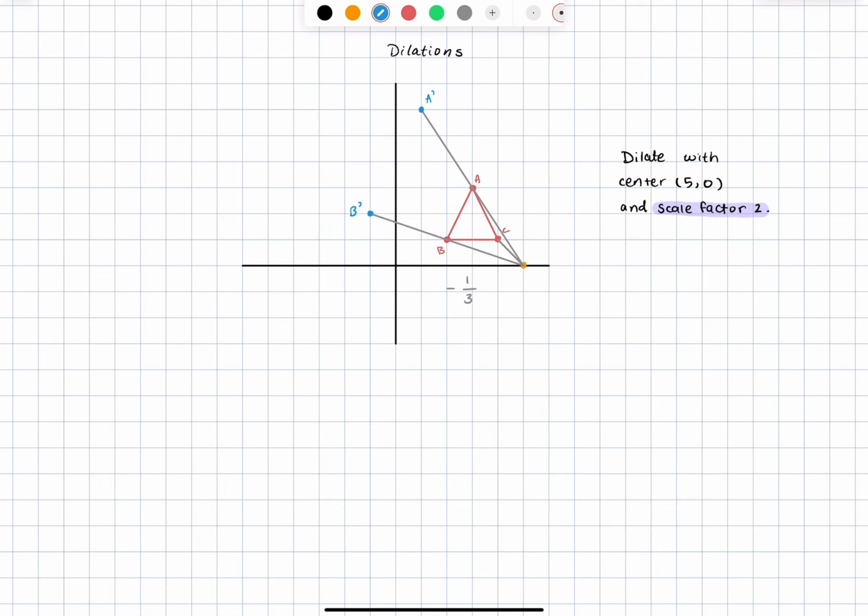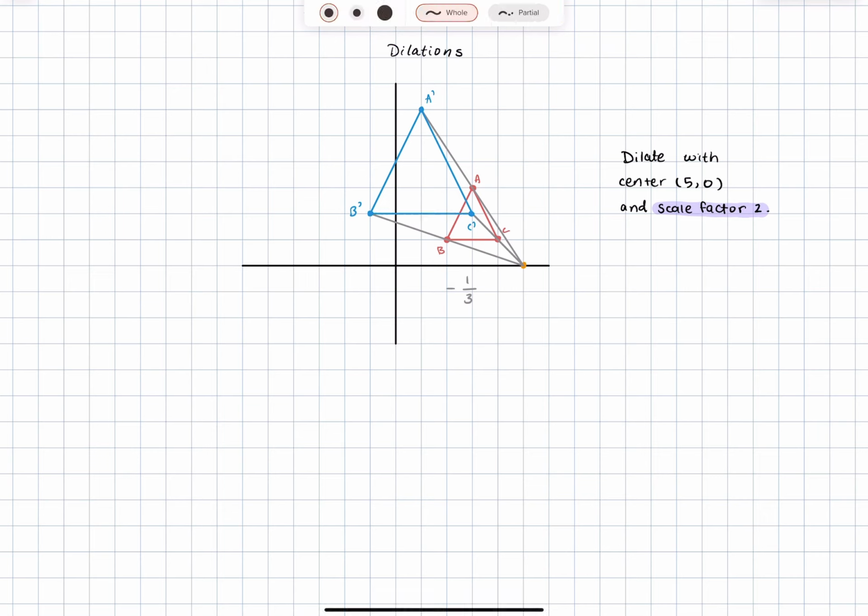Same thing with C. We see that C has a slope of -1. So all I have to do is continue going up 1 and then to the left 1. So I'm doing the opposite. Okay, so now we have point C as well. I'm going to connect my points, A to C, and then B and C.